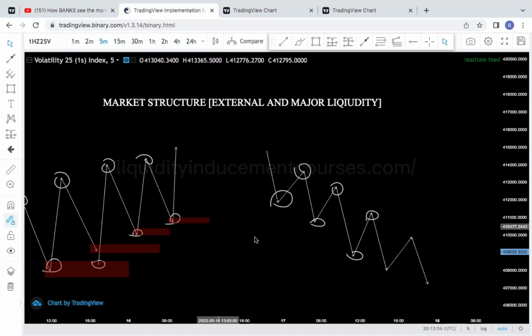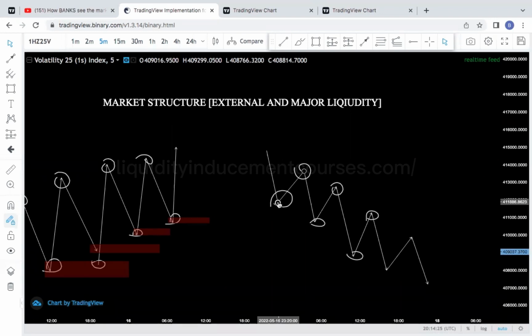All right. So your strong highs are your major liquidity, while your weak lows are your expected or external liquidity. And I believe that I have properly communicated why they are called that way to you. Everybody understands that, so we can make progress.